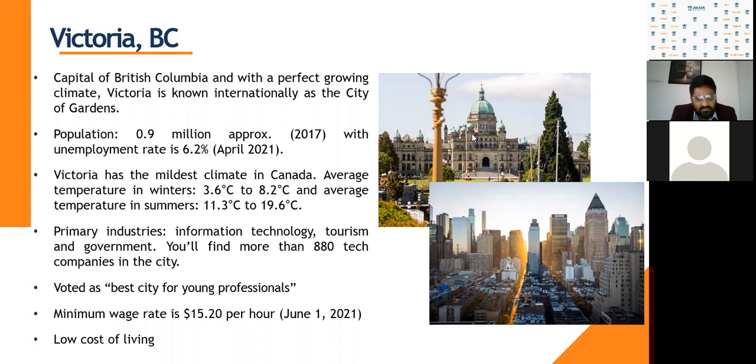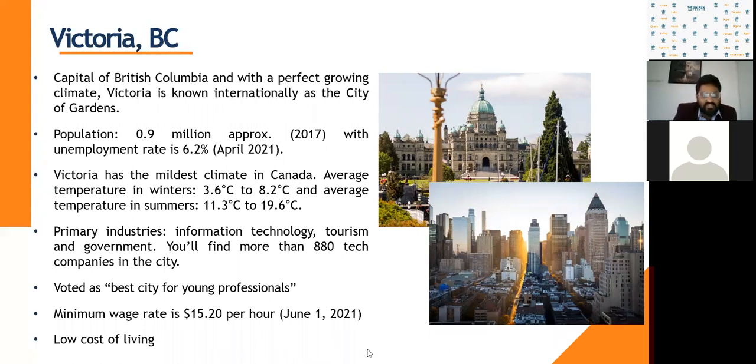So due to all this, considering all these factors, considering the temperature, considering the low population and job opportunities here, the city has been voted as the best city for young professionals consecutively for 2 years, in 2019 and 2020. Now, the other point that we should take into consideration is this city has the minimum wage rate, which is second highest in all of the Canada region.